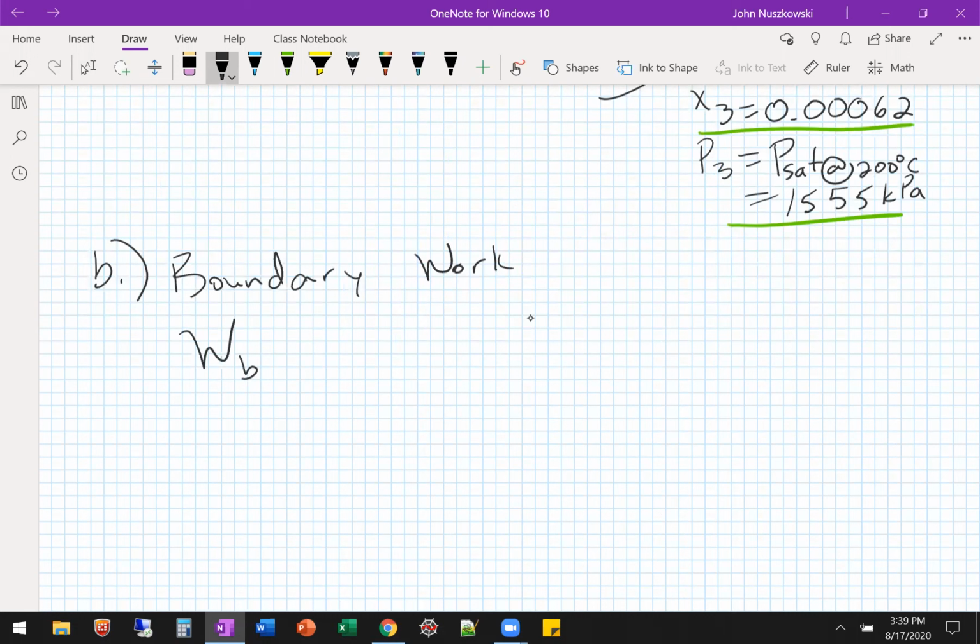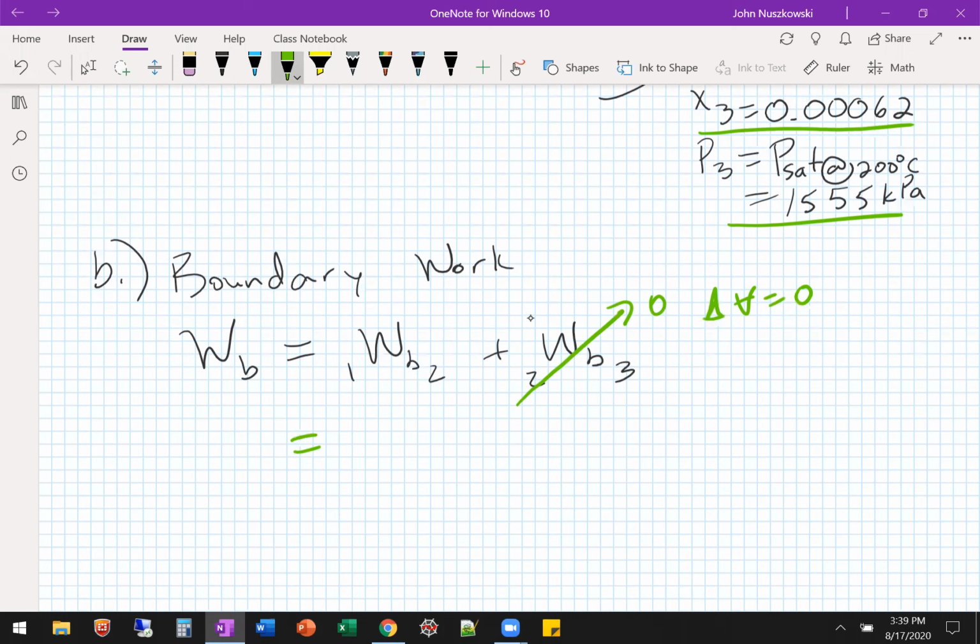So the boundary work will be the boundary work from 1 to 2, plus the boundary work from 2 to 3. Does either of those cancel out? Boundary work from 2 to 3 cancels out. It goes to 0 because there's no change in volume. Boundary work requires your volume to change for there to be boundary work. So no volume change, no boundary work. Then we just have 1 to 2.